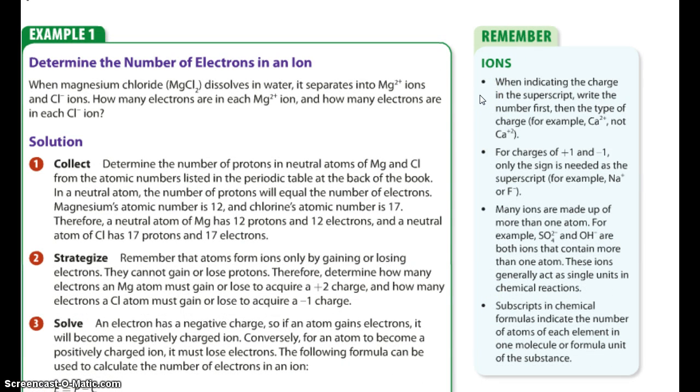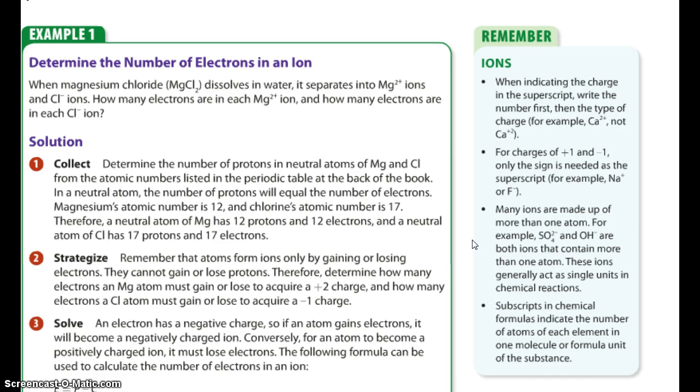Remember, ions. When indicating the charge in the superscript or exponent, write the number first, then the type of charge. Honestly, it can be either. You can write 2+ or +2. It's the same thing. For charges of +1 and -1, only the sign is needed as a superscript. So it's just Na+ or F-. If you write Na +1 or F-1, it's fine. I'm not going to mark it wrong.